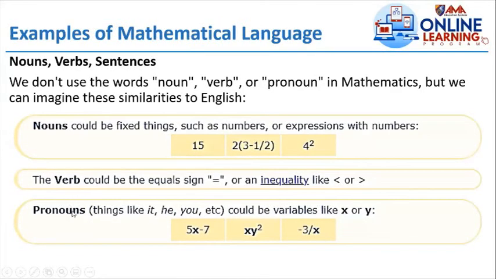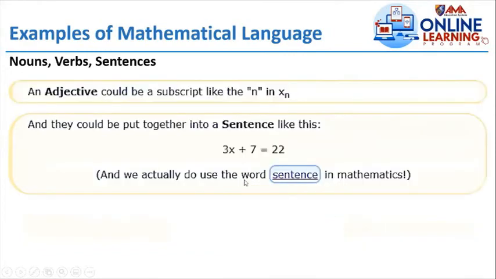And then we also have pronouns. In English, yung mga pronouns natin, we have it, he, you. But in mathematics, they are variables like x or y. So we have 5x minus 7, xy squared minus negative 3 over x, and so on. And we also have adjectives. An adjective could be a subscript like the n in x sub n. So ito si adjective natin in mathematics.